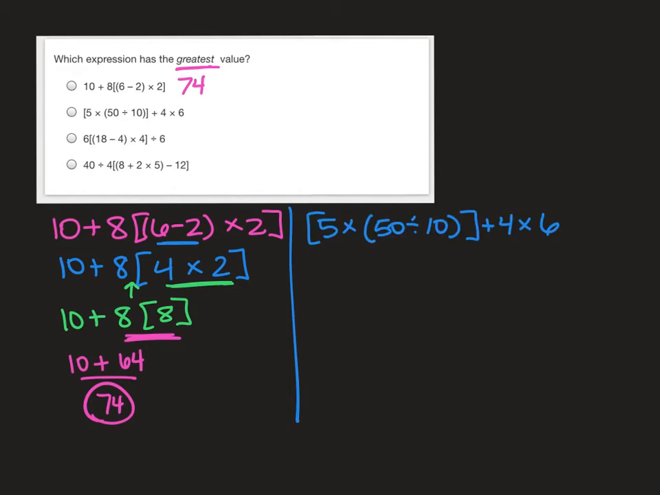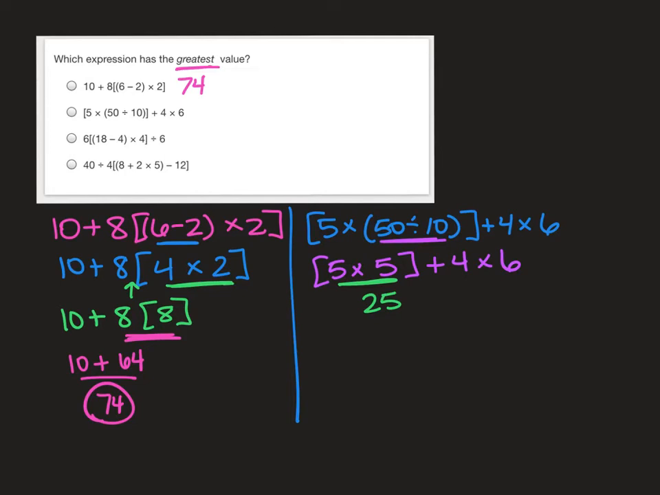All right, on this next one, again, I see grouping symbols. I see brackets. I see parentheses. So just like I did on the last one, I'm going to do the parentheses inside those brackets first. So I'm going to leave all of this alone for right now. 50 divided by 10 is going to give you 5. And then I'm going to bring everything else down. All right, I'm going to finish out my grouping symbols, my brackets, and go 5 times 5. That's going to give me 25.